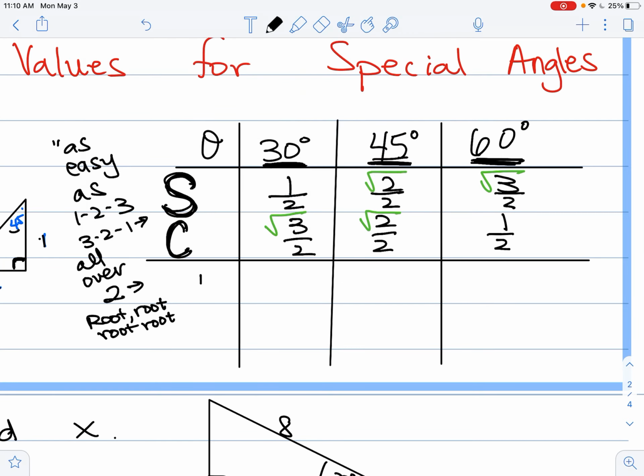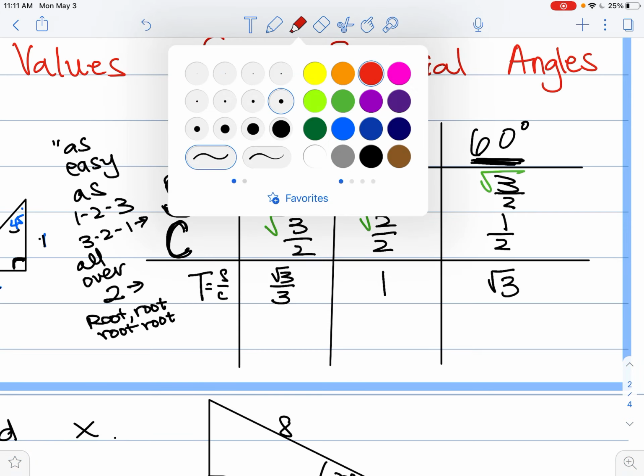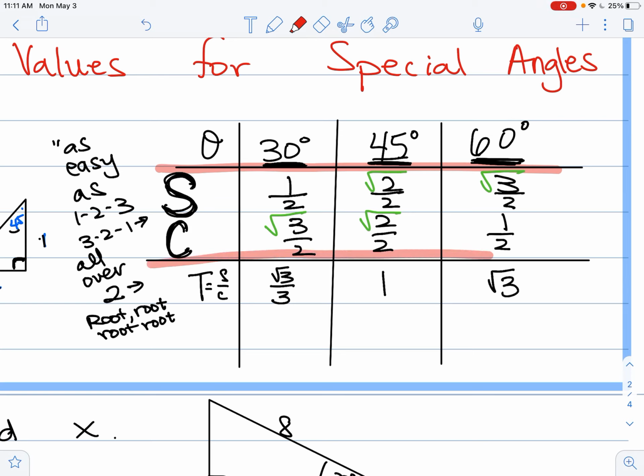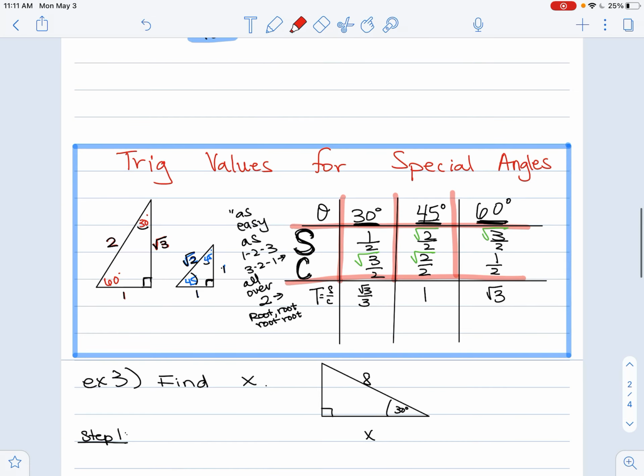Now, to find tangent, remember, if you remember it correctly, sine over cosine is equal to tangent. So if I take 1/2 divided by the root of 3 over 2, I actually end up with the root of 3 divided by 3. The root of 2 for sine over the root of 2 for cosine is 1, because anything divided by itself is just 1. And then the root of 3 over 2 divided by 1/2 is just the root of 3. So if you wanted to remember that, great. But the most important one that you remember is the sine and the cosine, because if you remember those two values, everything else comes from those values, okay?